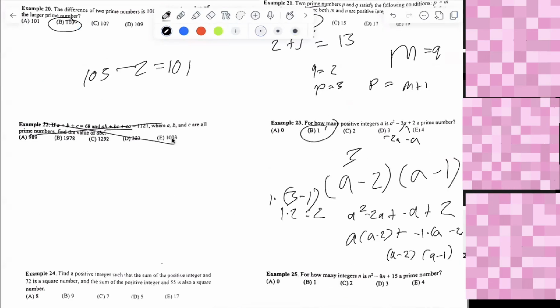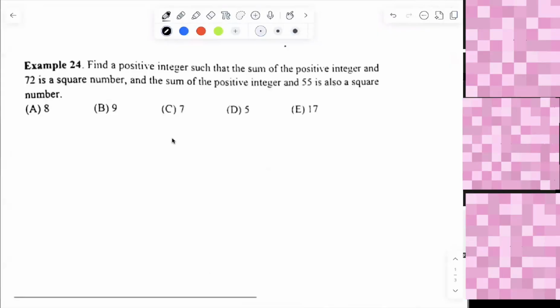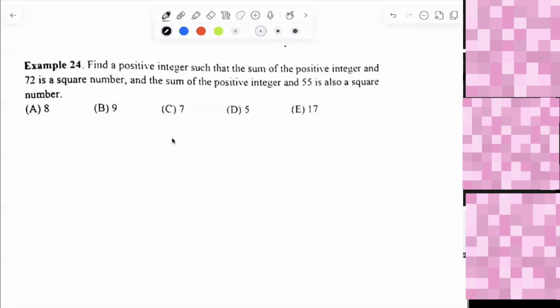Alright? Now let's move on to example 24. Find a positive integer such that the sum of the positive integer and 72 is a square number, and the sum of the positive integer and 55 is also a square number. I'll let you guys have a try on this question and tell me your answer through chat.